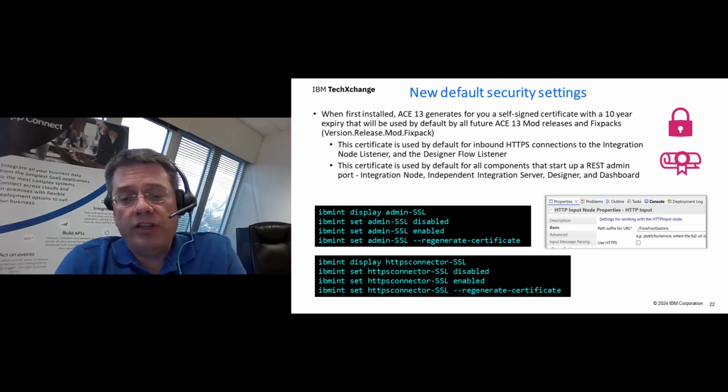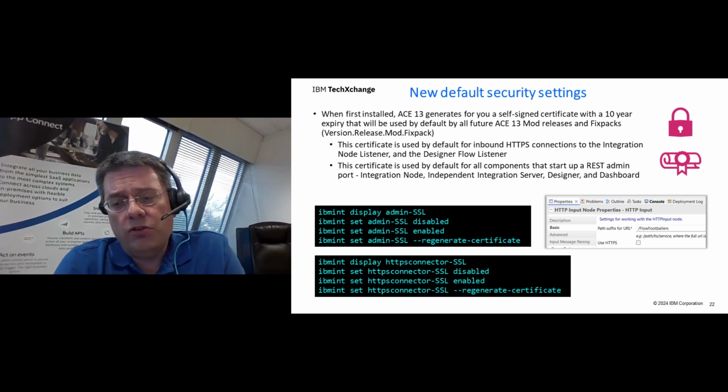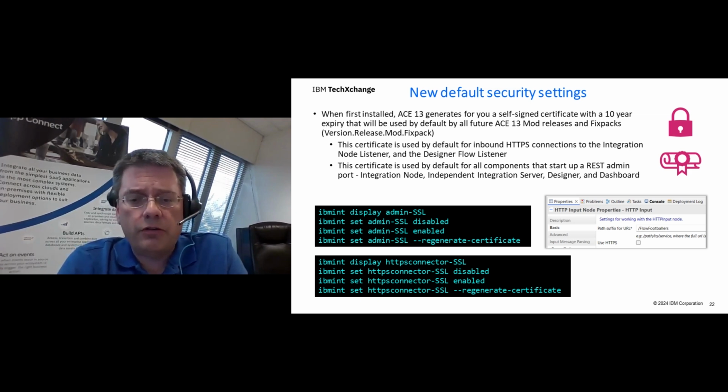Now, it could be that you're already using SSL. You may well have your own settings, your own CA, certificate authority generated certificates, that you'd like to continue using with the product. And of course, that's absolutely fine. So if you've previously set up your server.conf.yaml files to refer to your own certificates inside your own trust stores and key stores, then that's absolutely fine. Those settings will be respected moving forward.